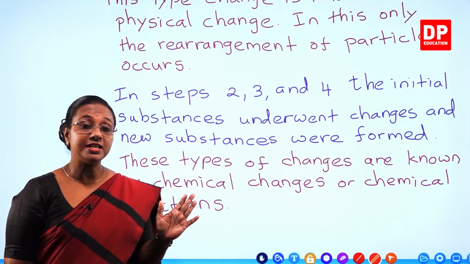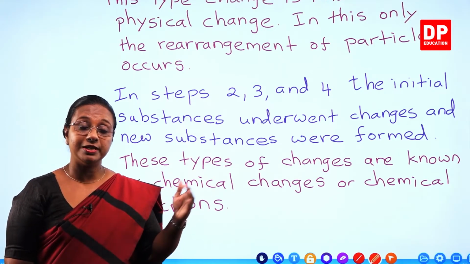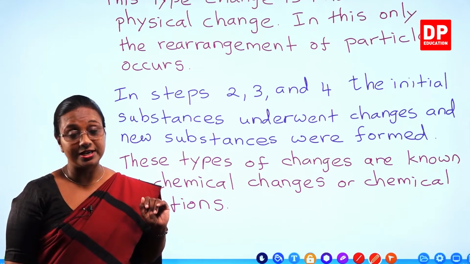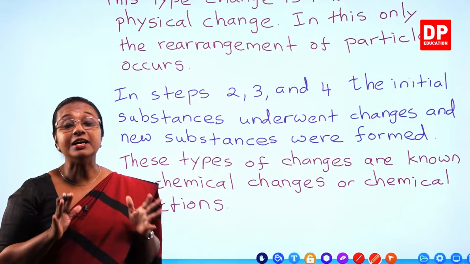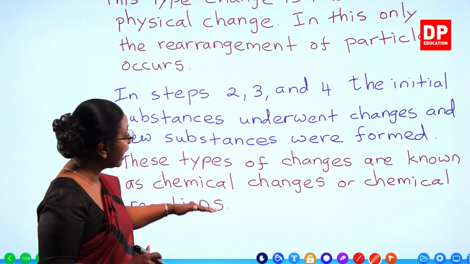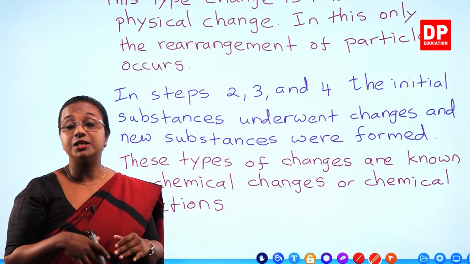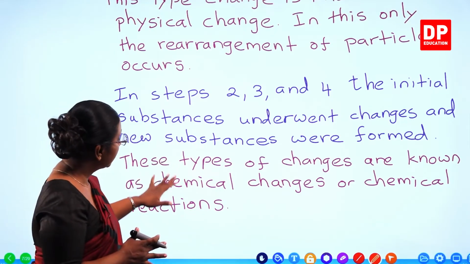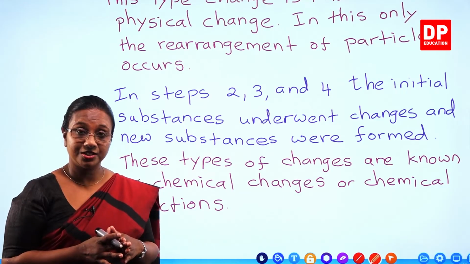In the first physical change, only the states change from solid to liquid, liquid to gas, or solid to gas, and gaseous state back to solid state. So when the state change takes place, there is only a rearrangement of particles taking place. But in the other three, the initial substances are converted to new substances. So that type of change is known as chemical change or chemical reaction.